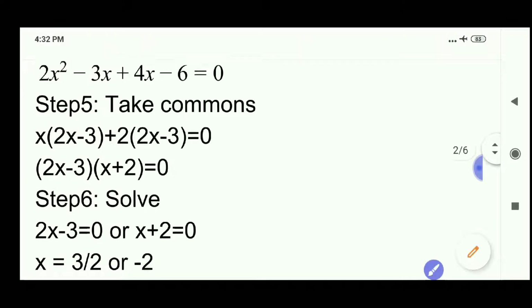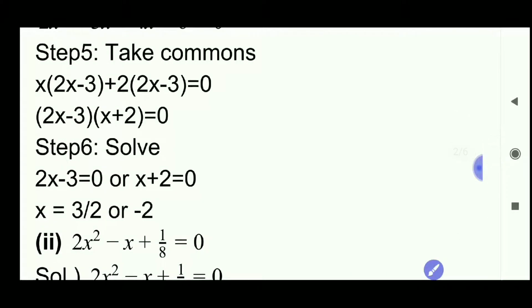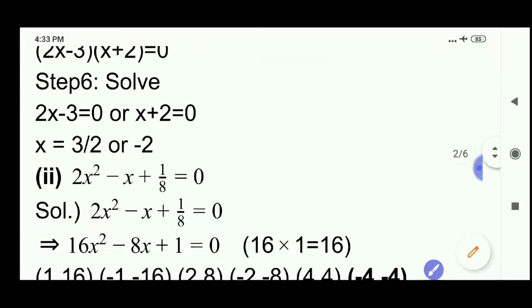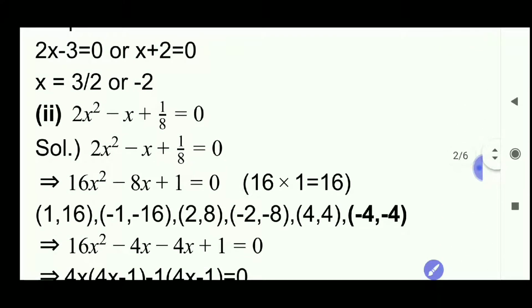Now something into something is equal to 0, then mathematically we write first one is 0 or second one is 0. So here 2x minus 3 is equal to 0 or x plus 2 is equal to 0. By solving, x is equal to 3 by 2 or minus 2. This is its answer. Now let us come to one more question.